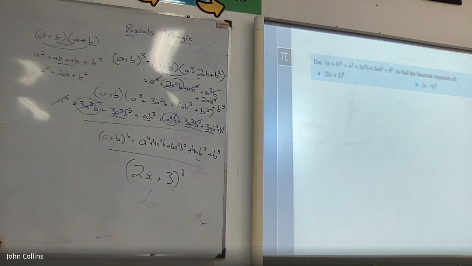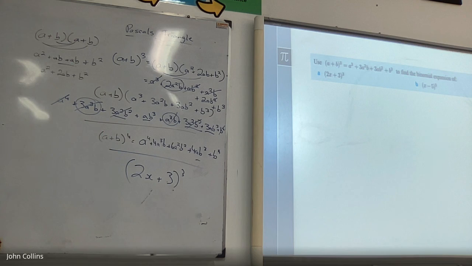It's pretty close. Your 27x squared times 3. Wait, I know where the 18 comes from now. But it's wrong. A squared, you do the square first. So 2x squared is equal to 4x squared. 4x squared times 3 will be 12x squared. Times another 3 is going to be 36x squared. So 36x squared is the second one.